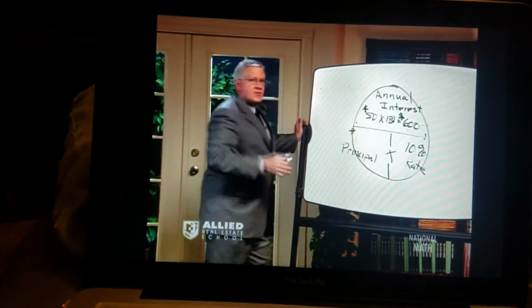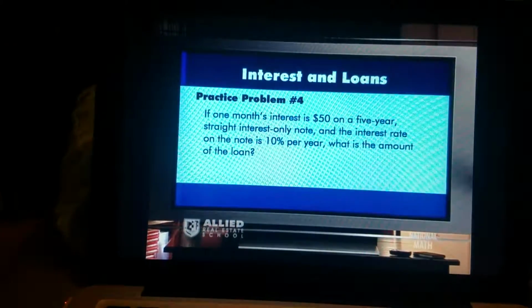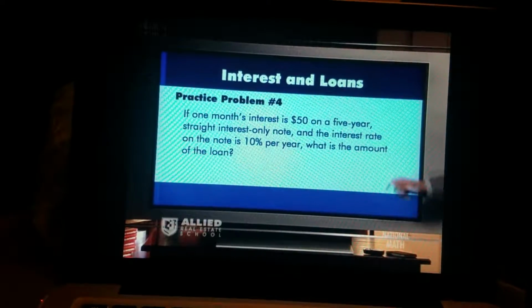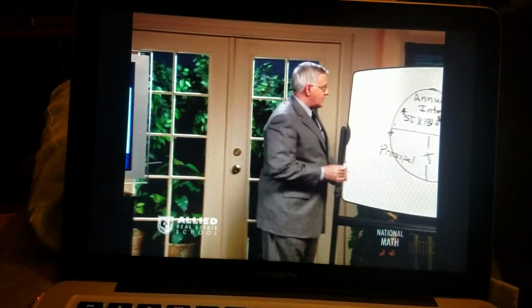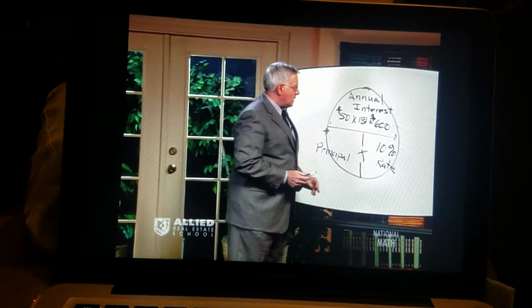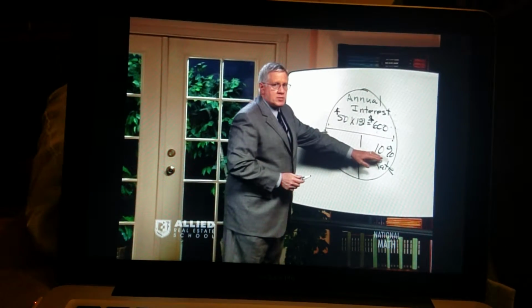So our annual interest on this is going to be $600. And the problem gives us, what's it asking for? What's the amount of the loan? Okay? The rule of the circle is this. If we've got 2 parts of the circle done, do the math. So we're going to take 600 divided by 10%.